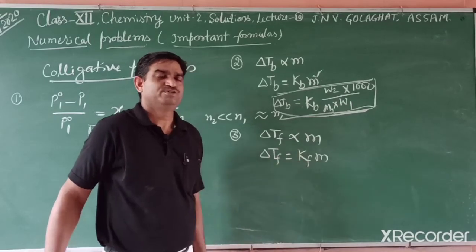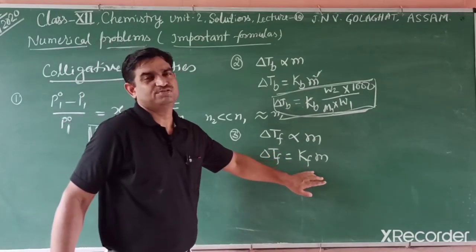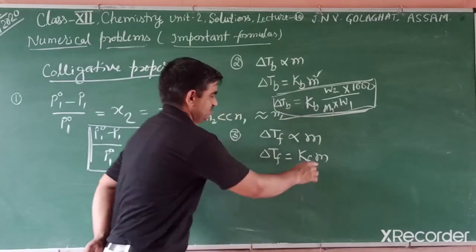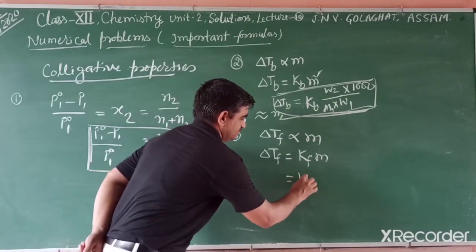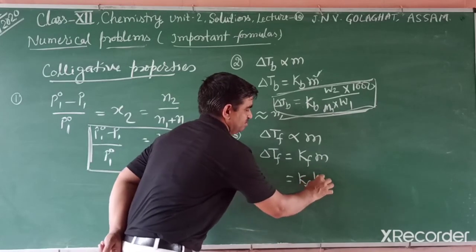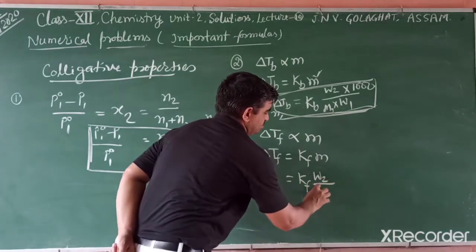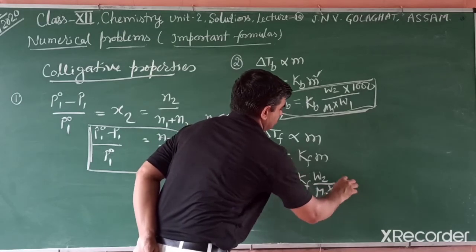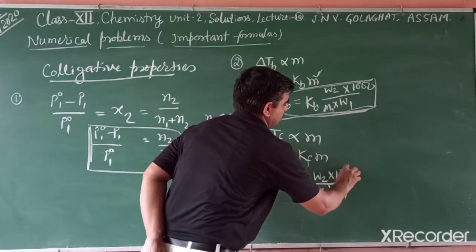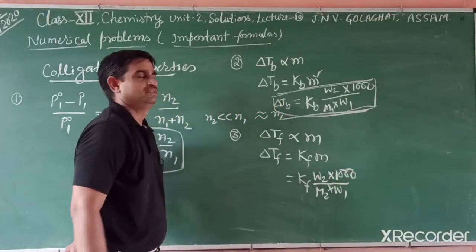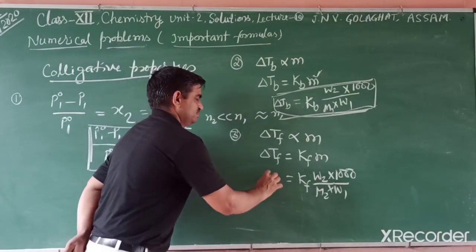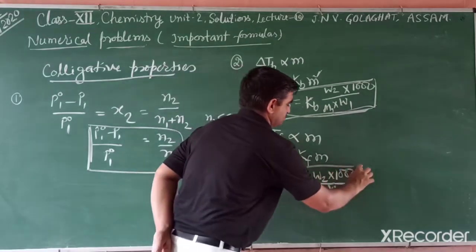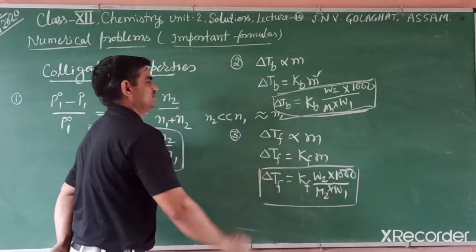Depression of freezing point constant, molar depression constant, or we can say cryoscopic constant. So when we remove this, Kf equals W2 divided by M2 into W1 into 1000, if the mass is given in gram. So students, we solve the numerical problems by these formulas easily.